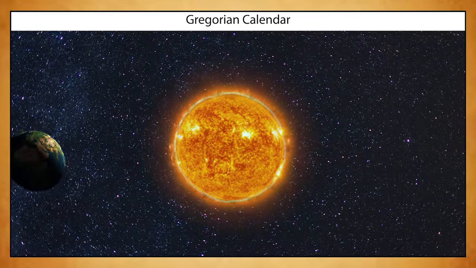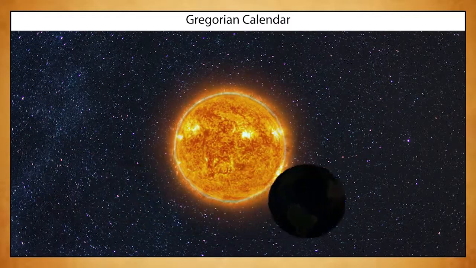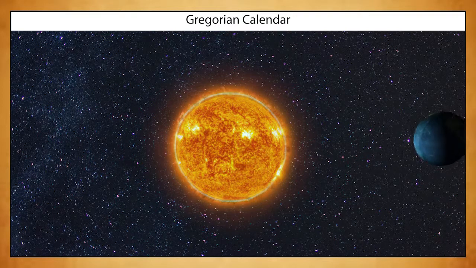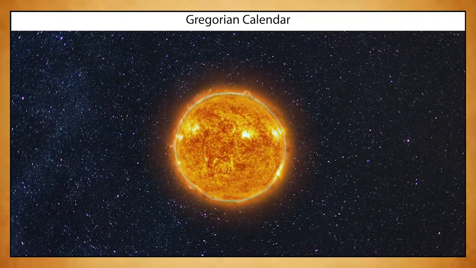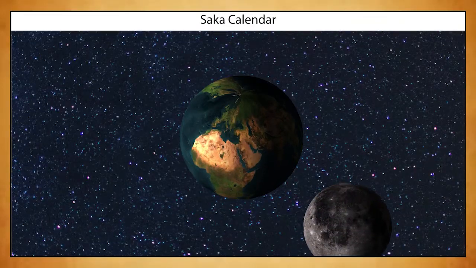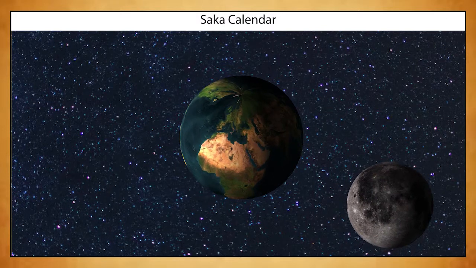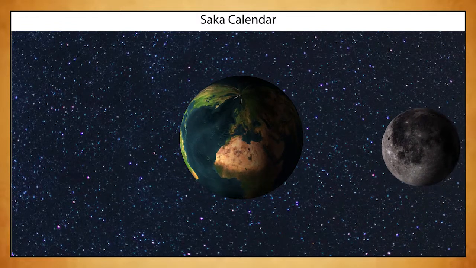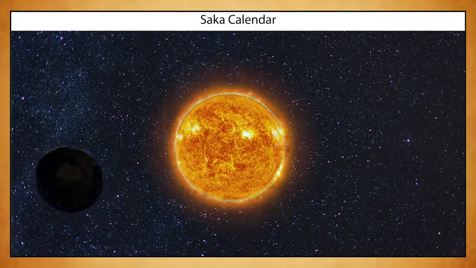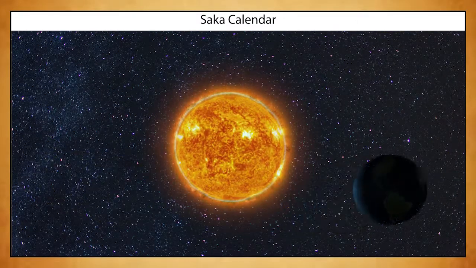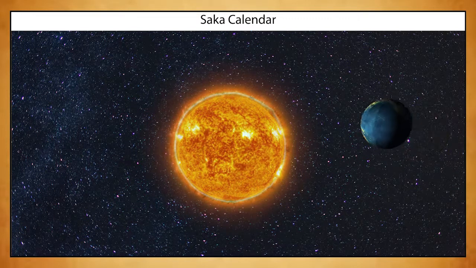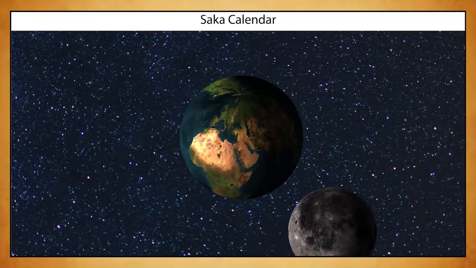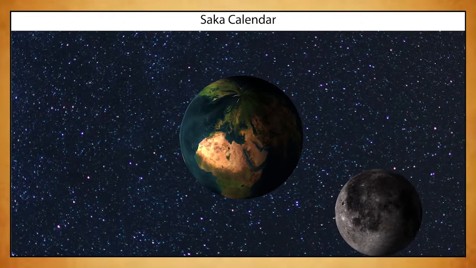The Gregorian calendar is based on the Earth's revolution around the Sun. However, in the Saka calendar, the months are calculated on the basis of the Moon's movement around the Earth. And the year is based on the Earth's revolution around the Sun. This is why it is known as a lunisolar calendar.